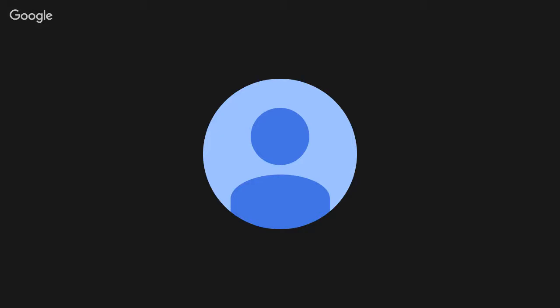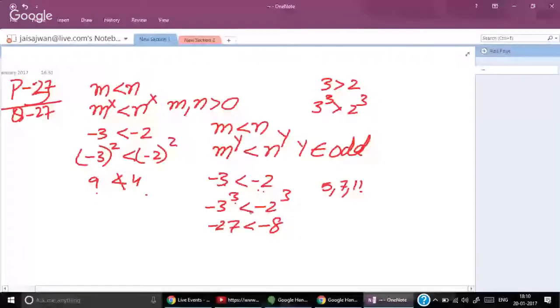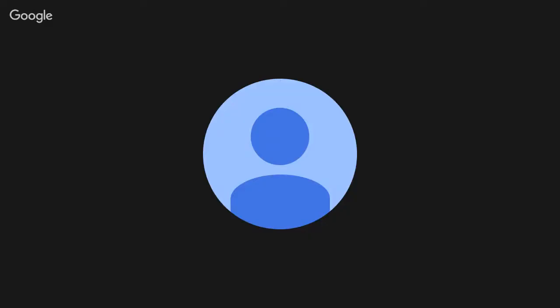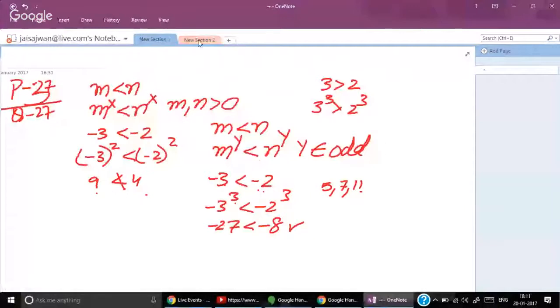The formula is correct. Only possible whenever the option number 4 is correct. So question number 27, option 4 is the correct one. Then there was one more doubt, that was question number 35.